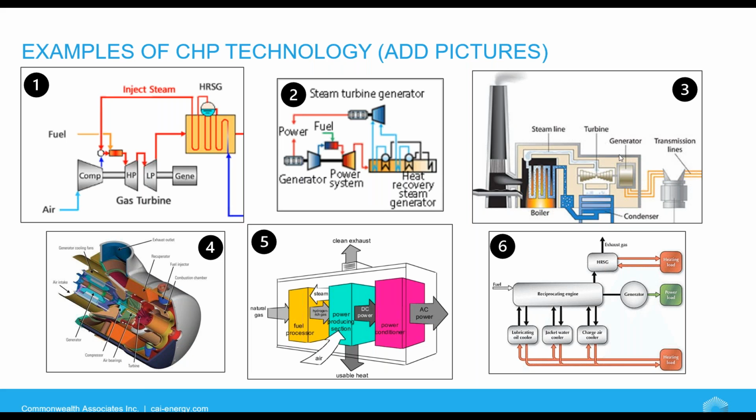Number 3 would be the boiler with the STG, a standard boiler, no different than what you might think about a tea kettle, right? You're going to boil up water, take the steam, turn the generator, produce electricity. Number 4 is the microturbine. So this one's kind of interesting.